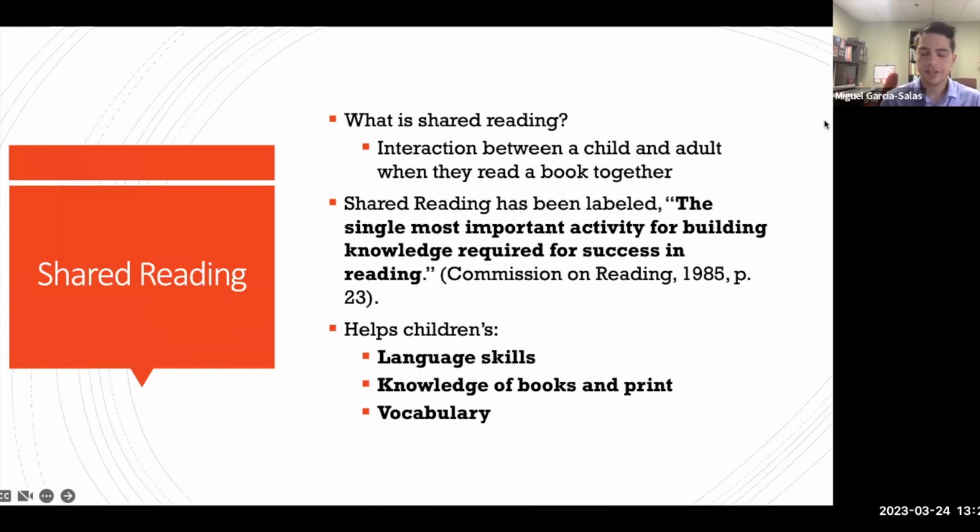Okay, so first let's get this out of the way. What is shared reading? I've been talking about it a lot, but what does it really mean? When we say shared reading, we mean an interaction between a child and adult when reading a book together, and all that entails. Shared reading has been labeled the single most important activity for building knowledge required for success in reading. And so it promotes a variety of child outcomes, including language, vocabulary, and knowledge of books and print that are necessary for kids to continue to learn to read.